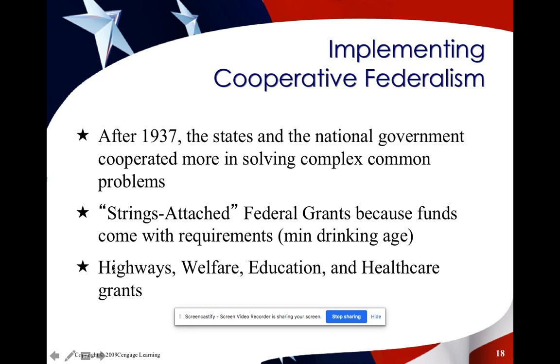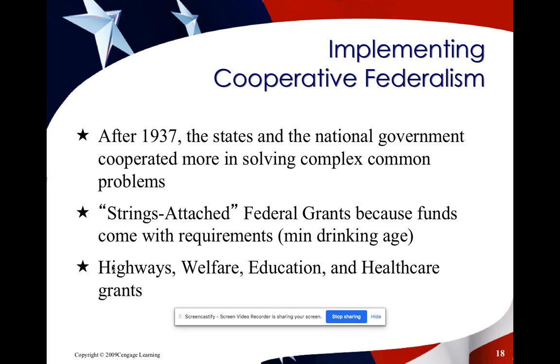So when we get to the New Deal era, when we have the Great Depression, we're going to see more cooperation between the states and national government because there's more complex problems. And this is going to help the government become even stronger. What is it? Money. Federal grants. The government now, when it gives a federal grant, usually puts strings attached to it.